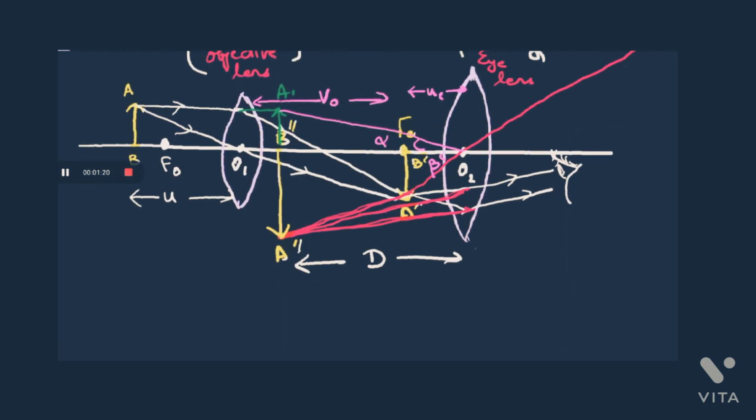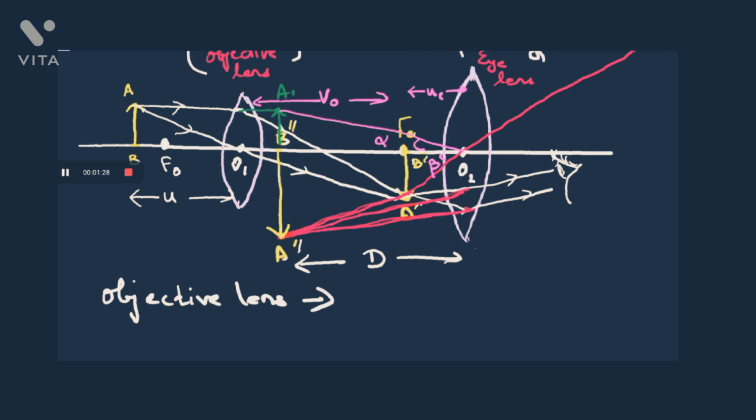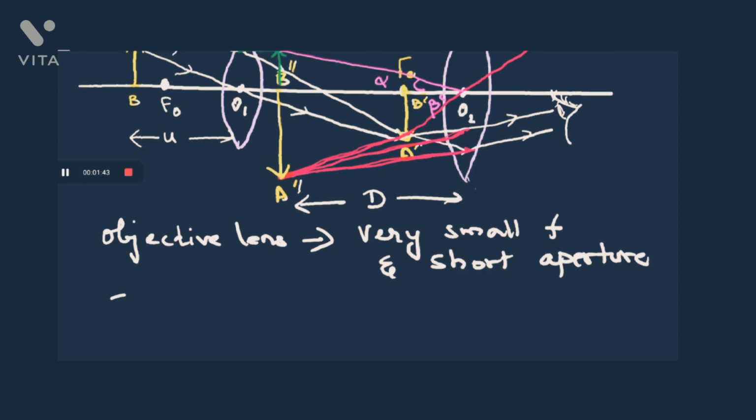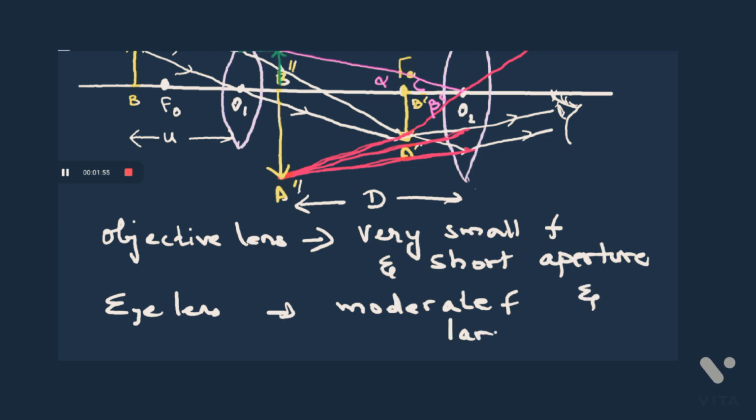What are the properties of the objective lens and the eye lens? The objective lens is of very small focal length and short aperture. The eye lens is of moderate focal length and large aperture. So this is the basic thing about the two lenses.